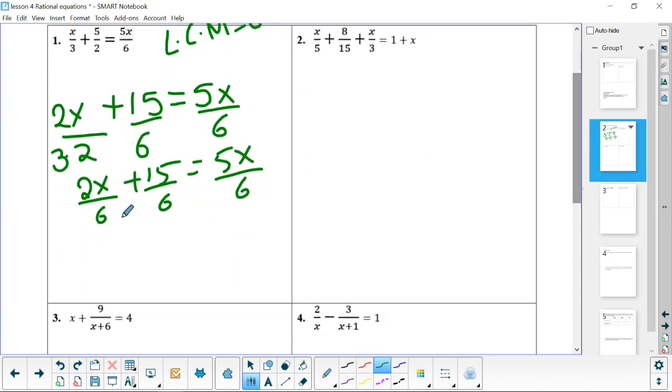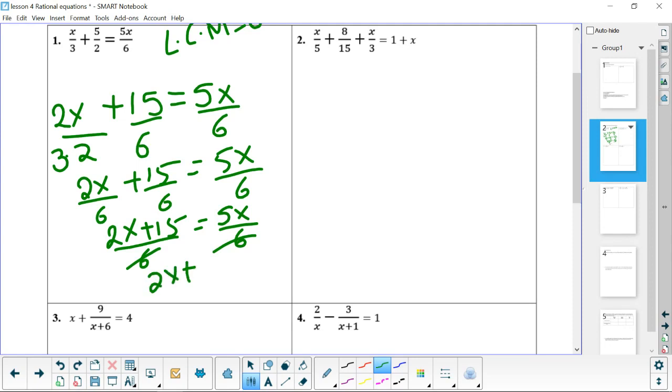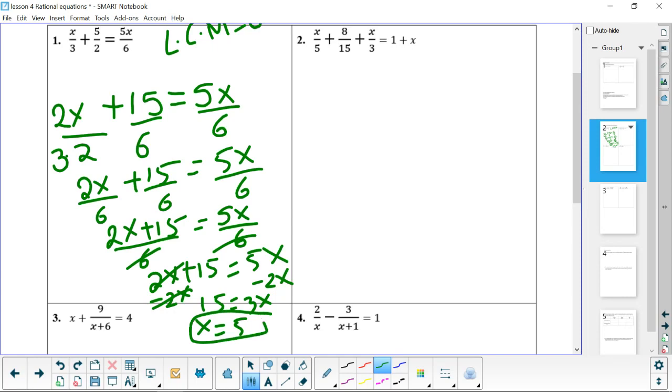Here we have a common denominator, 6, on the left side, so I can write the 6 once and simplify my numerators. Now this 6 and 6 cancel out because they are the same. So I will equate my numerators and solve for x. We subtract 2x on both sides, so 15 equals 3x, and we solve for x by dividing by 3 on both sides. So x is equal to 5. We got the value of x.